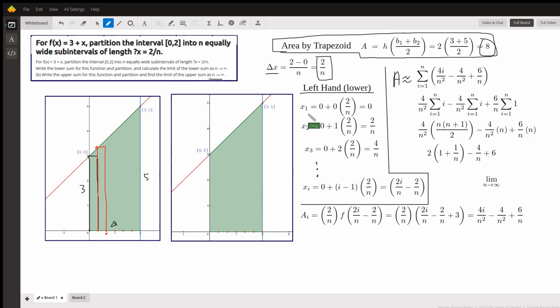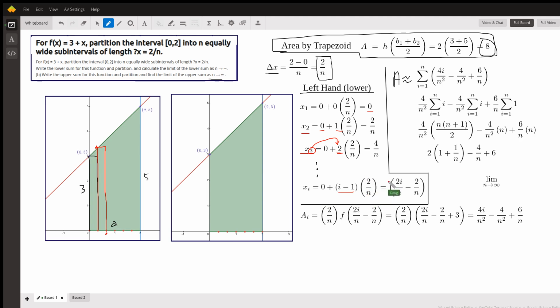The ith rectangle, or the ith left-hand endpoint. So if we start at the left hand, the first left-hand endpoint is 0. The second is we start at 0 and add on 1 width. That gives us 2 over n. For x sub 3, we start at 0 and add on 2 of these widths. And we get 4 over n. But the idea is to notice that for x sub 3, that multiplier is 1 less than that. So x sub i is i minus 1 times 2 over n.